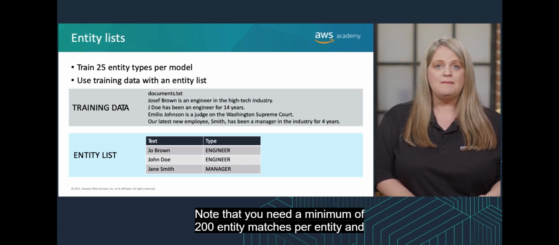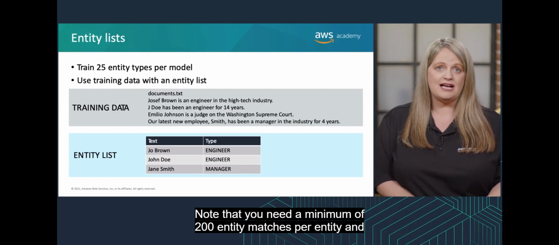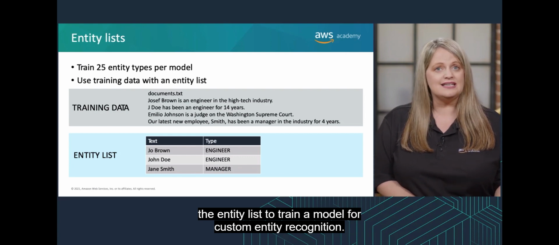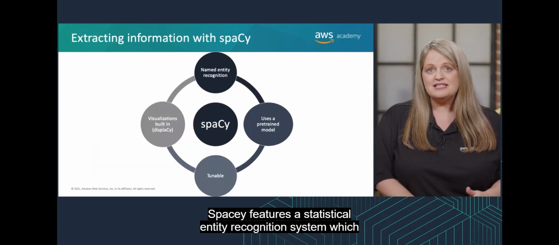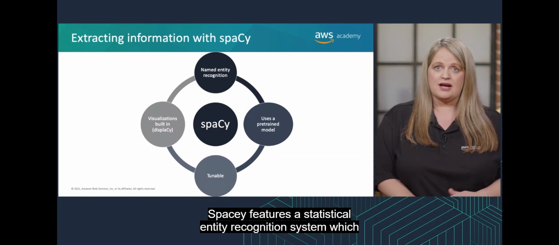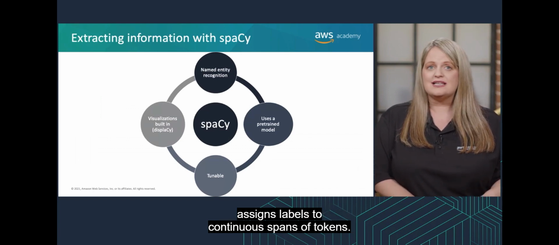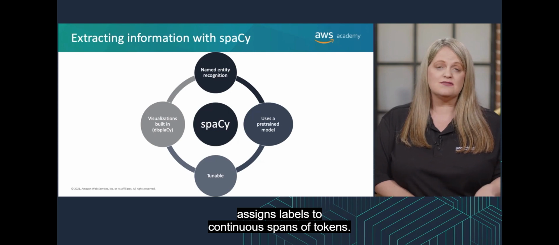Note that you need a minimum of 200 entity matches per entity in the entity list to train a model for custom entity recognition. spaCy features a statistical entity recognition system, which assigns labels to contiguous spans of tokens.